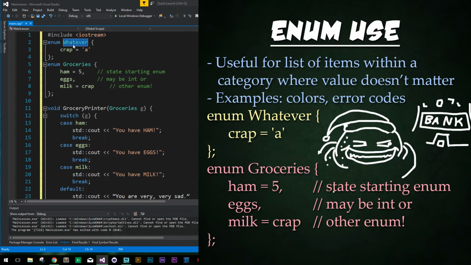First, we have an enum called whatever, and it just has a value of crap equal to 'a'. What's going on in the background is this 'a' is being converted to the integer value of 97. Then we have groceries down below, and we're going to start off our list at a value of 5. And then from there, every value following it is going to be set to the next value. So eggs is going to be set to 6. And then this one, milk, is actually going to be set equal to the previous enum's value of crap, which is the 'a' character, which is the integer value of 97.